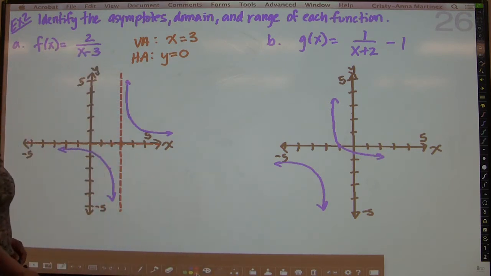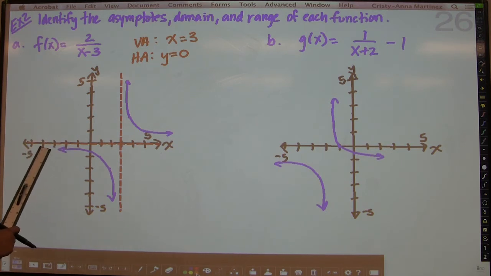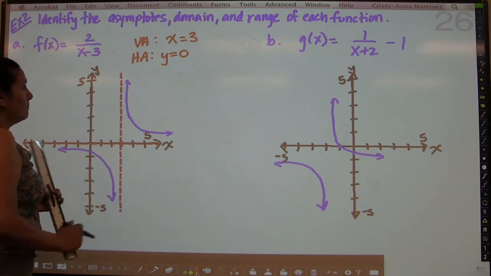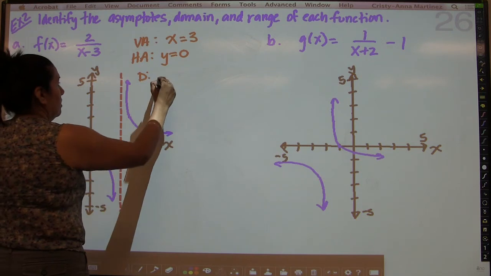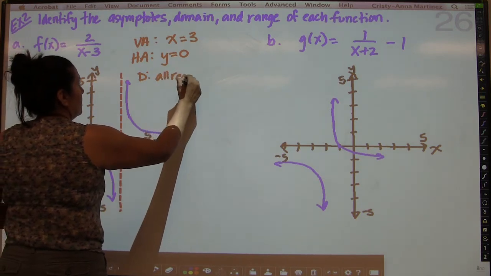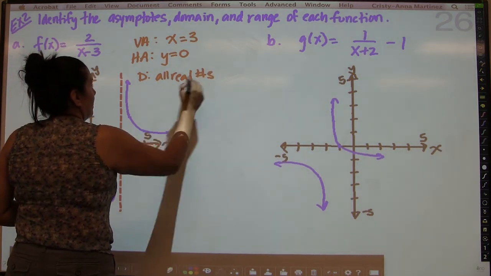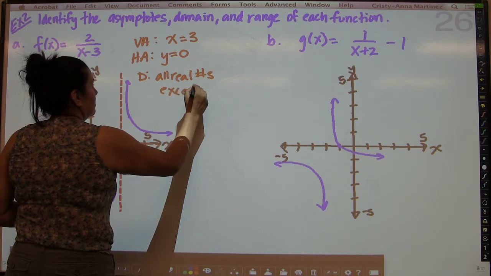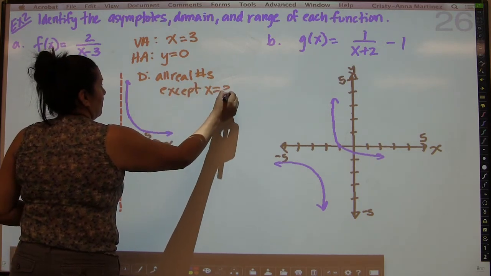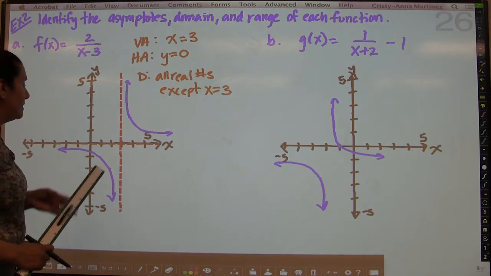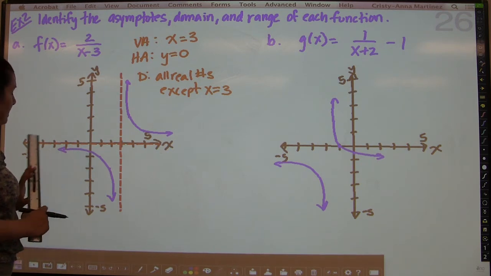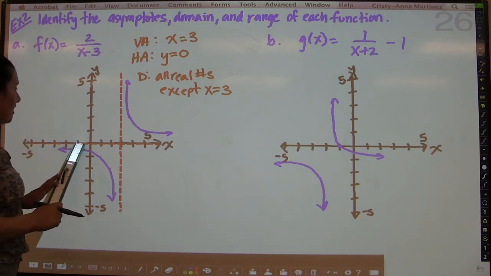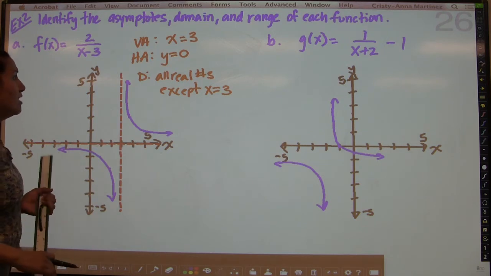But the other part of the instructions states for us to find the domain and range of each function. And the domain is going to have a lot to do with this vertical asymptote. So for our domain, we're going to want basically all real numbers except x equal 3, because that's where the function is not defined, hence where the asymptote is. But it can actually be 0 in this case, and it can be any negative number and positive number except for 3. So there's our domain.